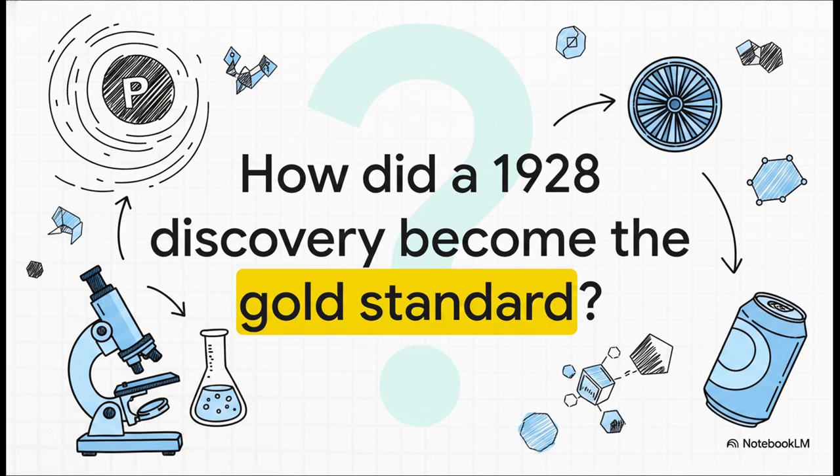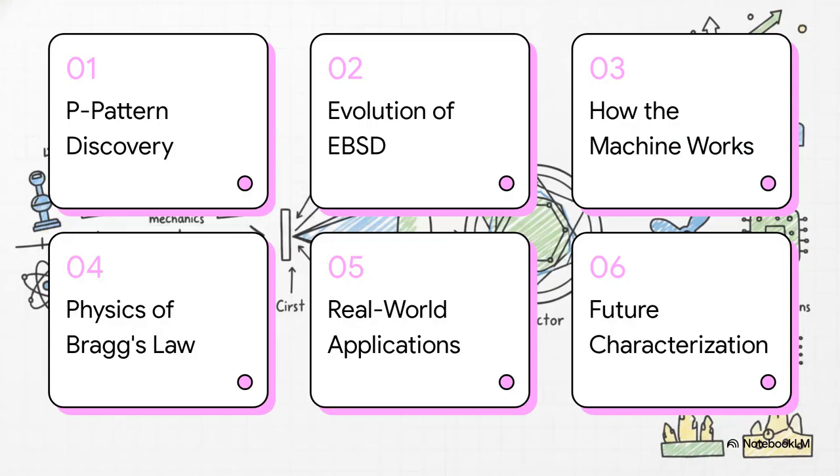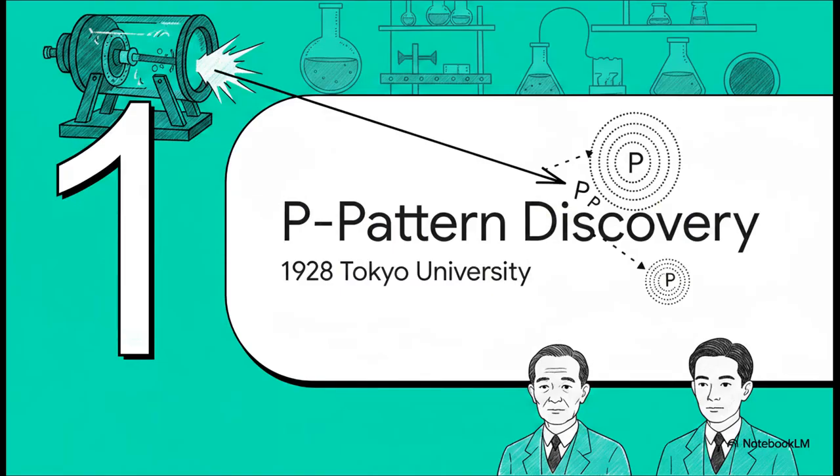Seriously, if you've ever flown in a commercial jet or, I don't know, even just popped open an aluminum soda can, the materials keeping you safe were almost certainly tested using this exact method. So, here's our roadmap for today's explainer. We'll start with the accidental P-pattern discovery, move into the evolution of EBSD, break down how the actual machine works, dive into the physics of Bragg's law, look at some real-world applications, and finally wrap up with the future of characterization. All right, part 1, the accidental P-pattern discovery.